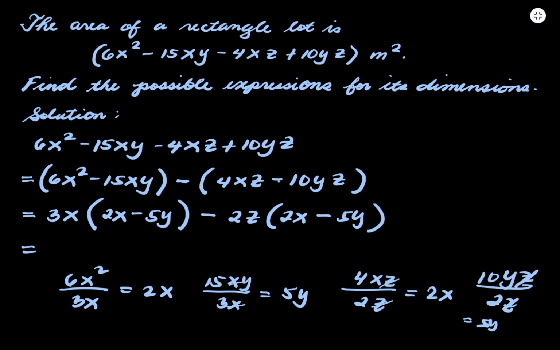Now, as you can see, we can factor out 2x minus 5y, or actually, you can cancel this out. And then we can copy 3x minus 2z, and then 2x minus 5y.